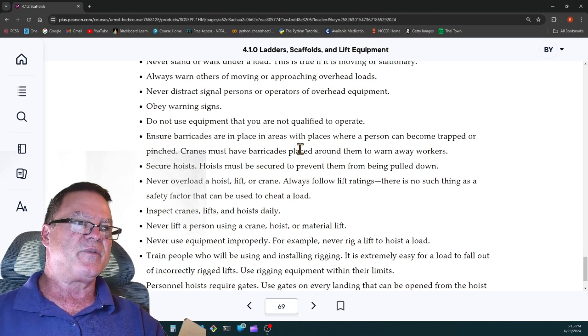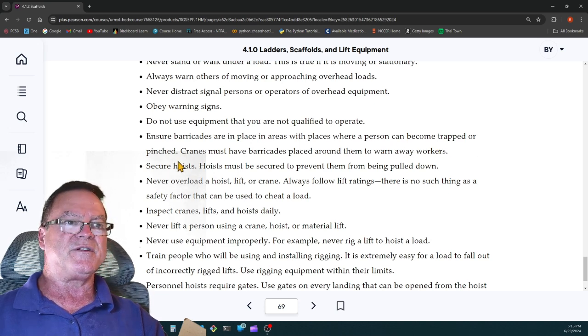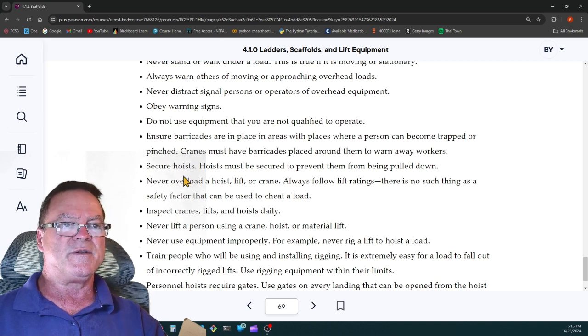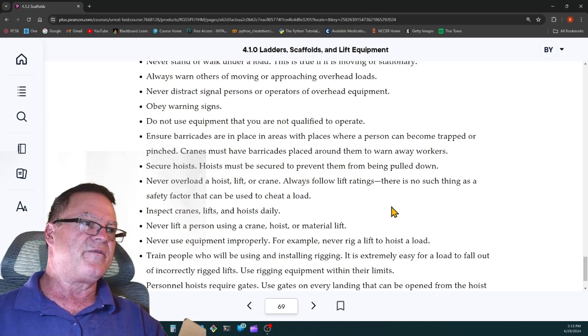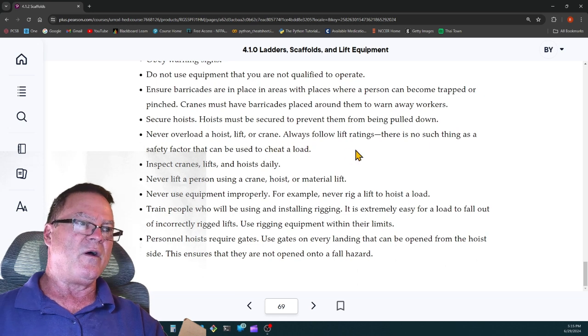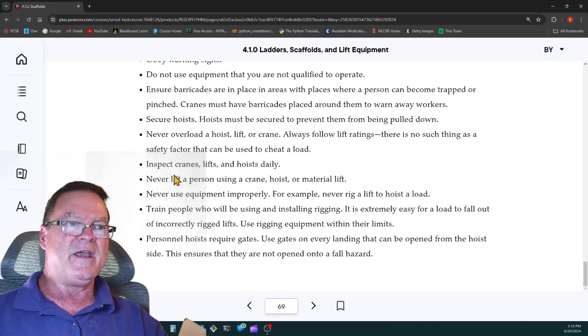Ensure barricades are in place in areas where persons can become trapped or pinched. Cranes must have barricades placed around them to warn any workers. Secure hoists. Hoists must be secured to prevent them from being pulled down. Never overload a hoist, lift, or crane. Always follow lift ratings. Inspect cranes, lifts, and hoists daily.